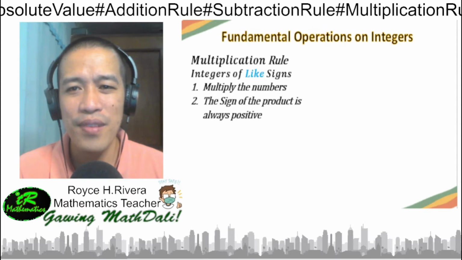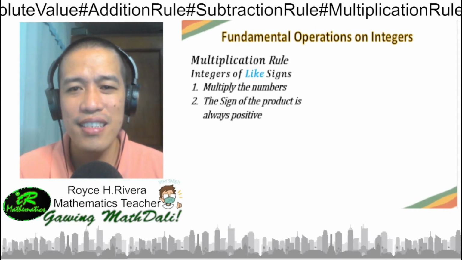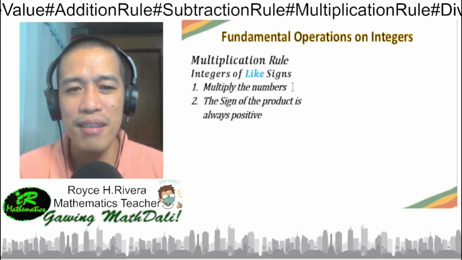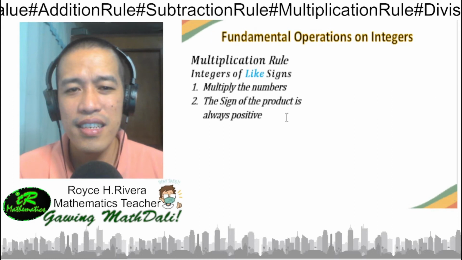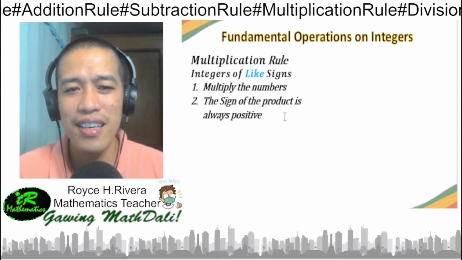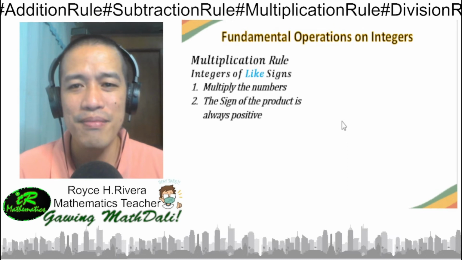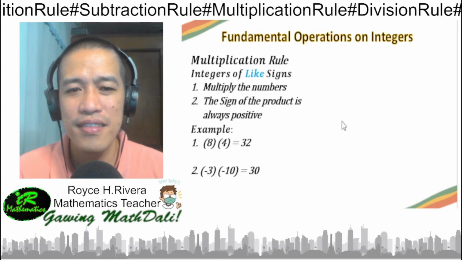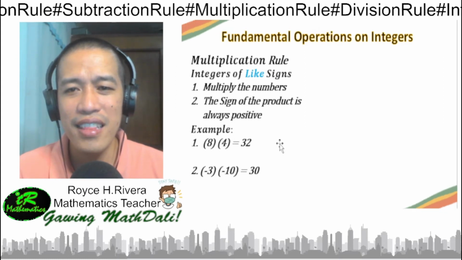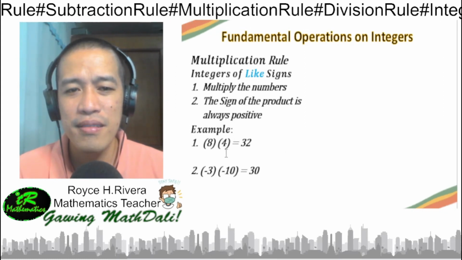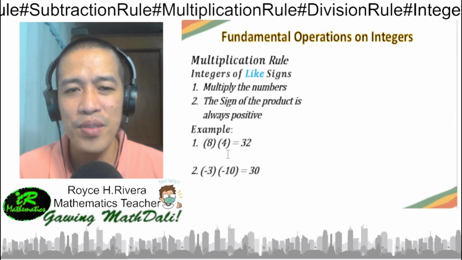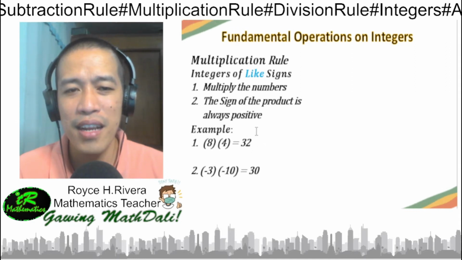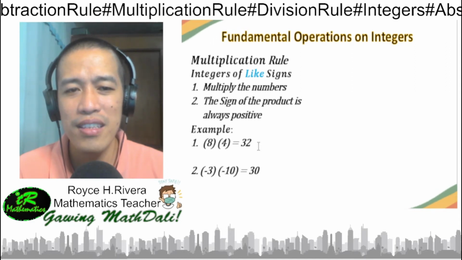Multiplication rule for integers of like signs. The steps are: multiply the numbers. The sign of the product is always positive. Here are the examples. 8 times 4. Both are positive. Multiply the numbers. We have 32. And the product is always positive.